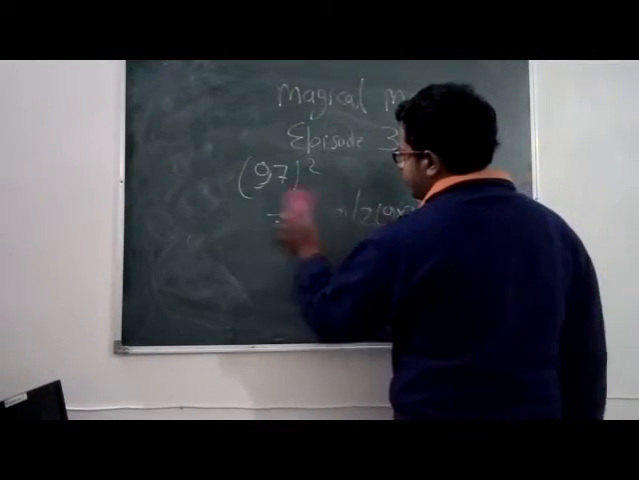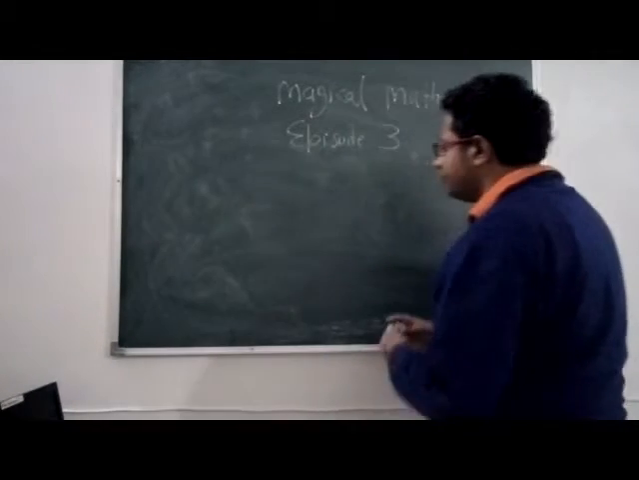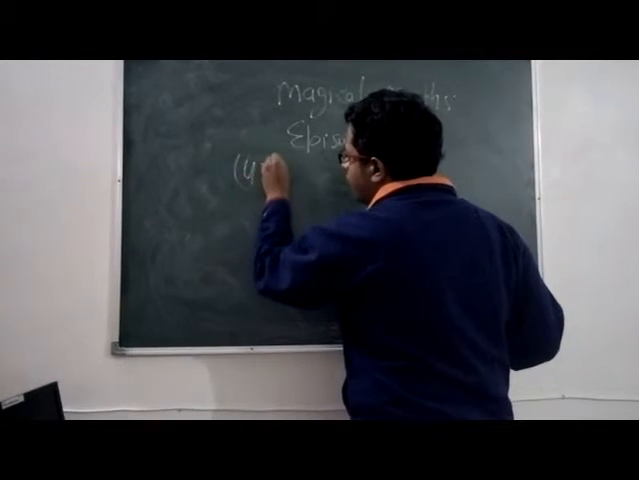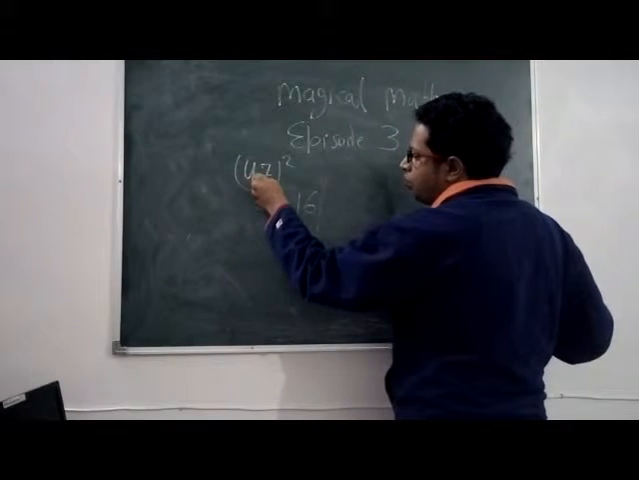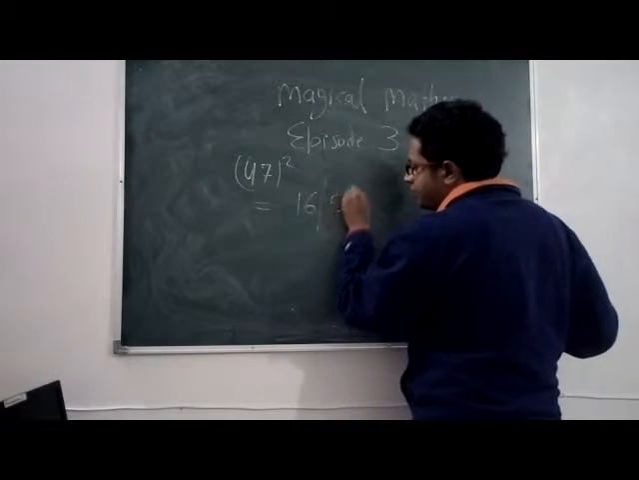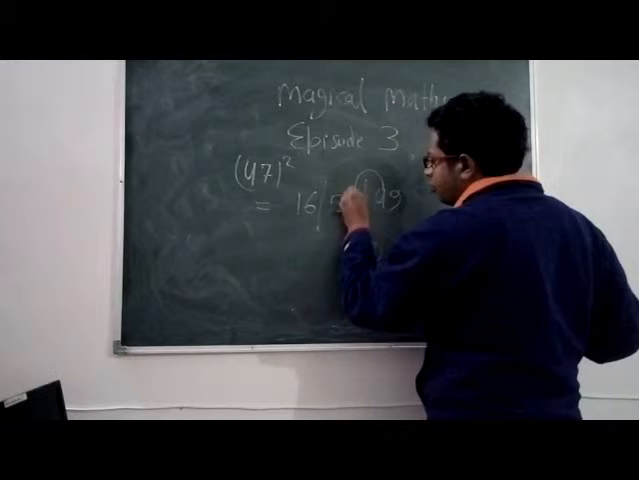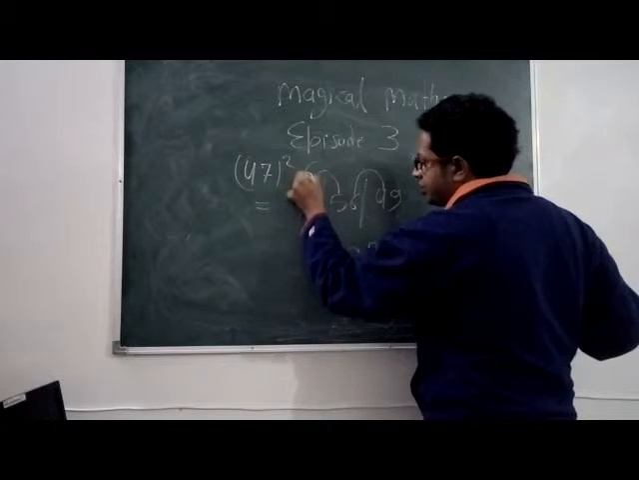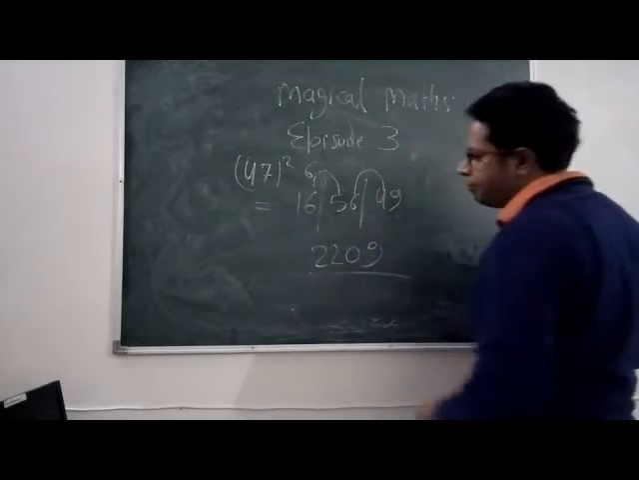So I will give you some examples to solve. Let's try another one. 47 square, right? So 4 square is 16, right? And 7 into 4 is 28, 28 into 2 is 56. This is 56, okay? And 7 into 7 is 49, right? So 9 is there, 4 should be carried, it becomes 0, and it will become 6. 6 is to be carried. Now it will become 22. So 2209 will be the answer.